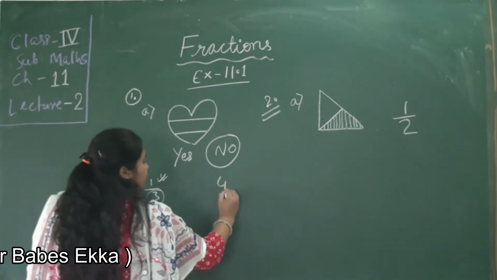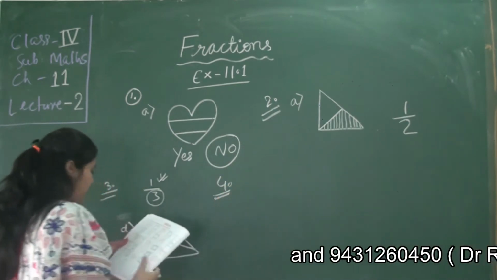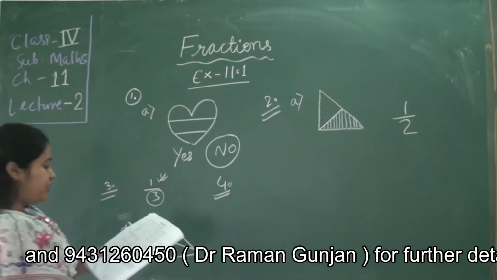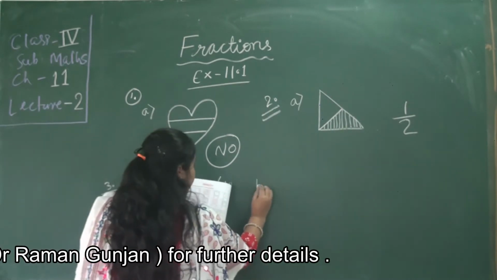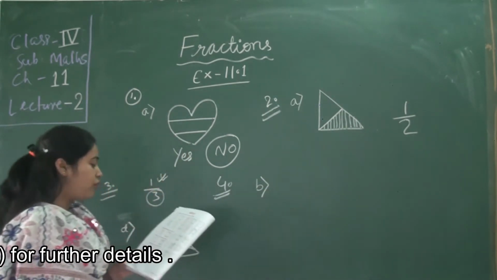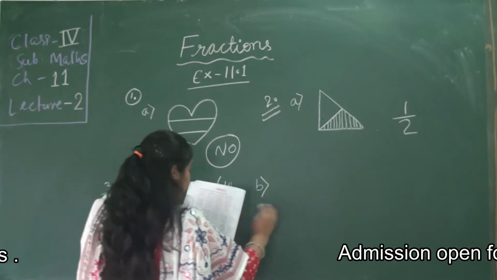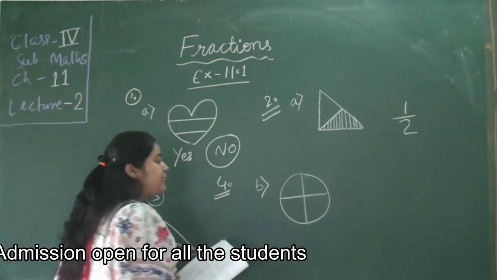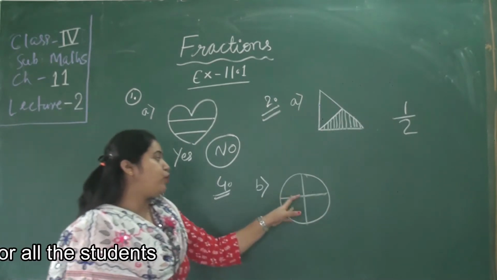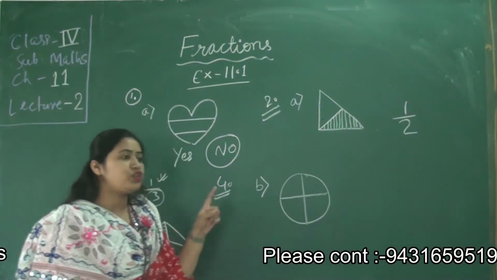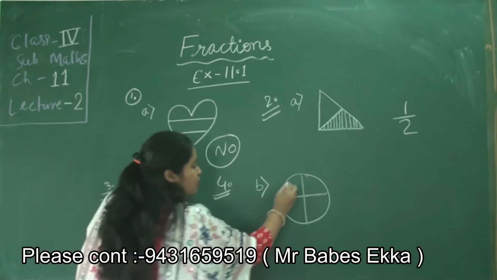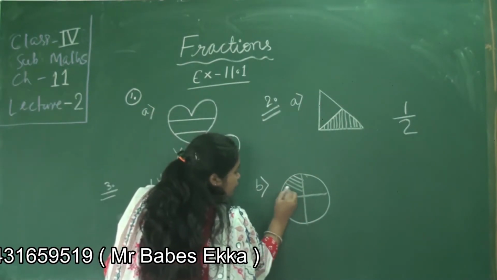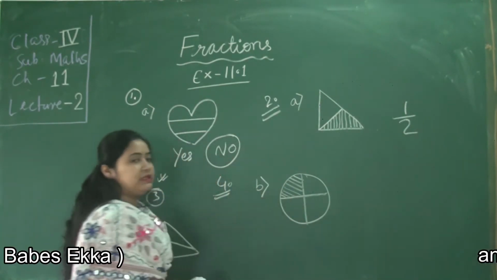Now in question number 4, shade 1/4 of each shape. In question number 4b, the diagram is like this. You can see in this circle there are a total of 4 equal parts, and we have to shade 1/4 of the shape. So we will shade it, and it is 1/4 in this way.